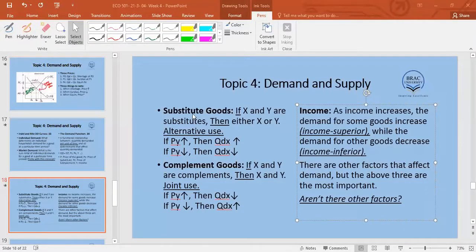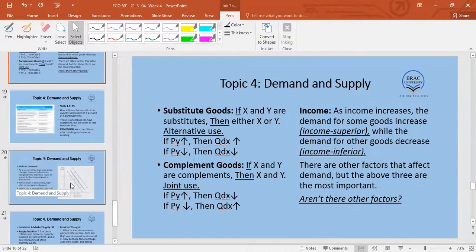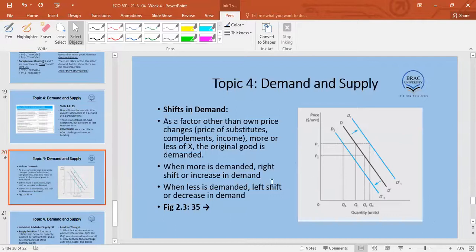So next week we're going to look at these three examples in more detail: when we have substitute goods, how do business houses respond? When we have complement goods, how do business houses respond? And how does income affect business houses in making decisions? Okay, now look here, do you remember these graphs, shifts in demand?